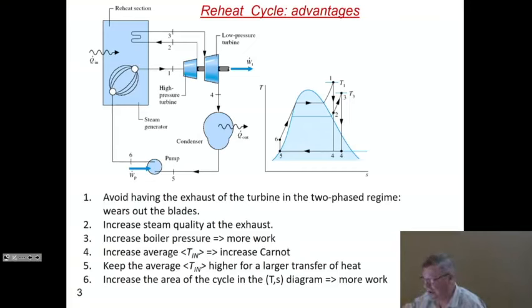Thirdly, you have increased the average amount of time that the steam spends at a higher temperature. Higher temperature means higher Carnot efficiency. So this cycle with reheat is also more efficient than a conventional cycle with just superheated steam without reheat. More work, more efficiency, less wear on the parts. This is a win from every perspective.